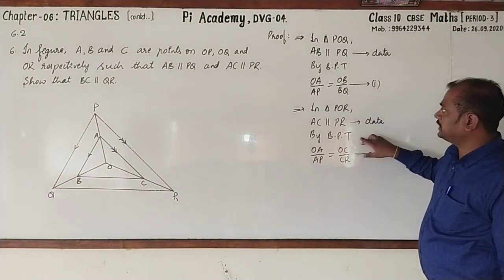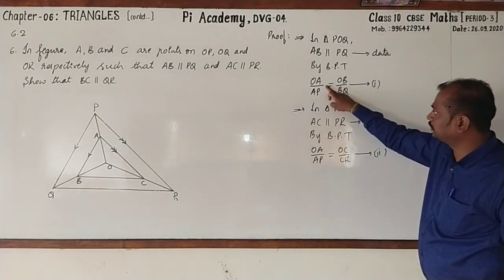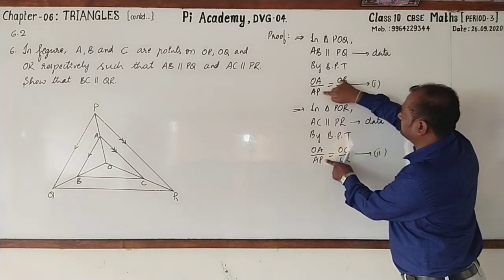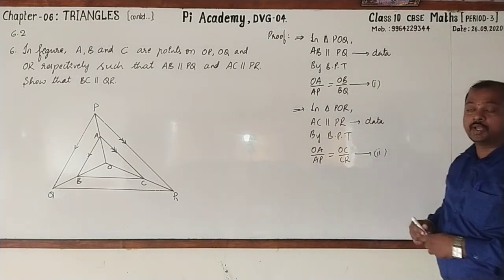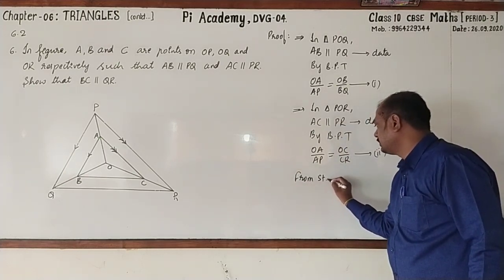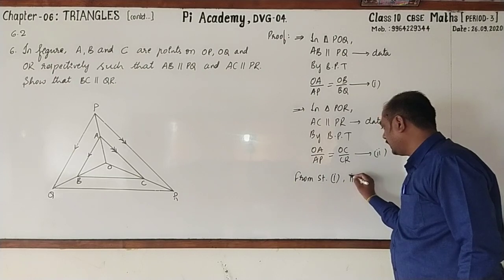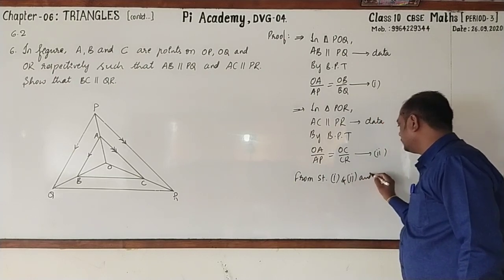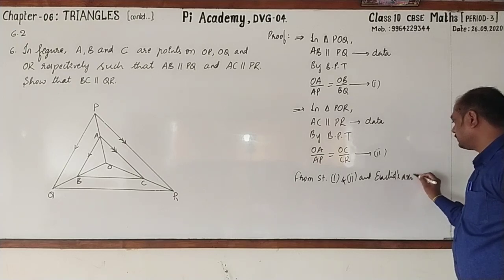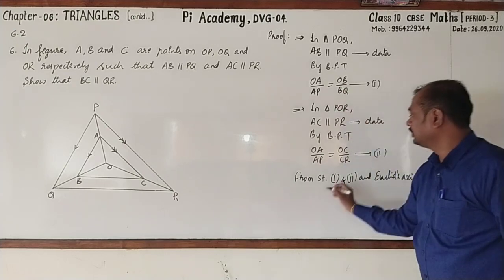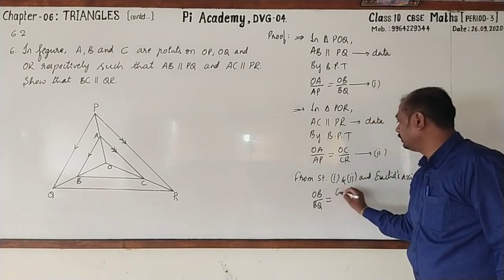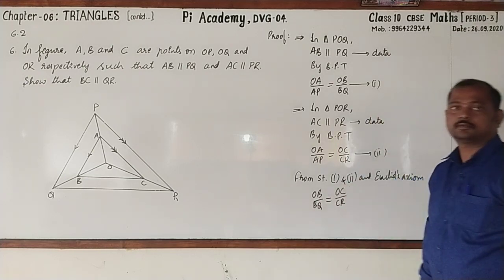See, in both the statements, two ratios are equal to OA by AP. These are two things equal to the same thing, hence equal to one another. So let us write, from statements 1 and 2 and Euclid's axiom, OB by BQ is equal to OC by CR.